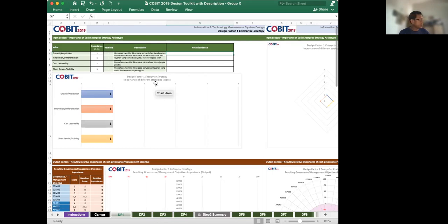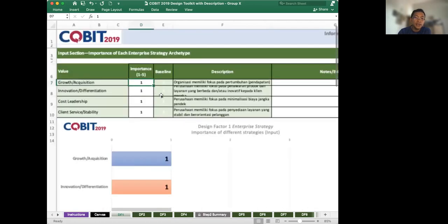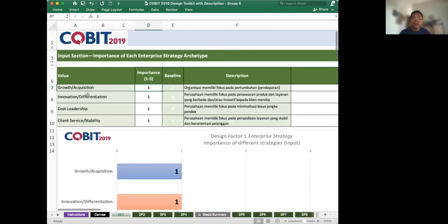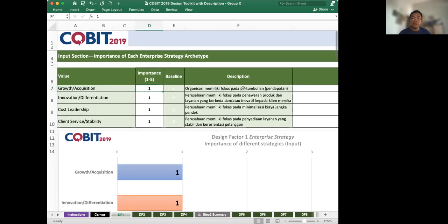it is very straightforward, these tools. It is very automatic. You can set the importance of the value, growth, or acquisition. This is the description here. I need to make it bigger, I think. This is the value that you need to decide, the importance for its strategy archetype. This is called a strategy archetype, and these are the descriptions. Growth per acquisition means that the organization will focus on the growth of the revenue.